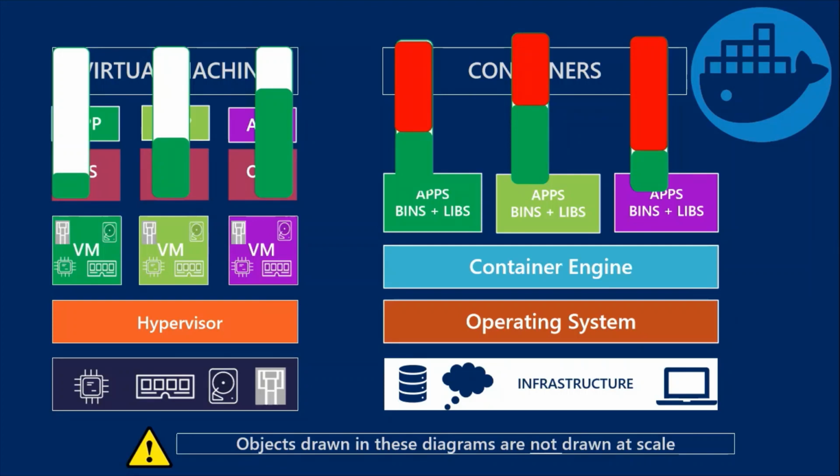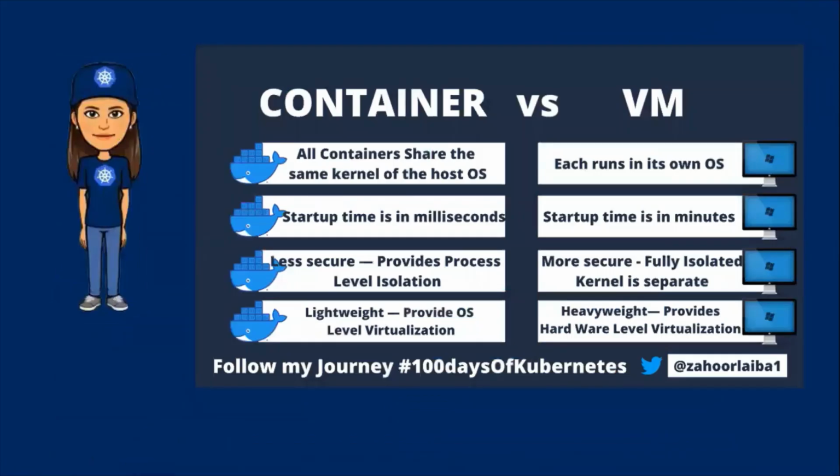But now let's wrap up the container versus VM story. All containers share the same kernel of the host OS, whereas in a VM, each runs in its own OS. In containers, startup time is in milliseconds, whereas VM startup time is in minutes. Containers are less secure, meaning they provide process level isolation only, whereas VMs are more secure. Why? Because they are fully isolated from each other and the kernel is also separate.